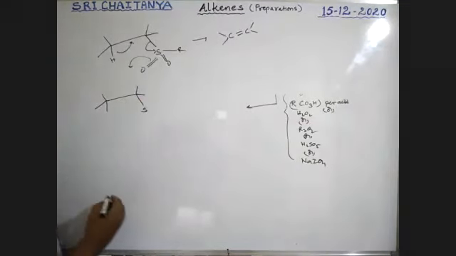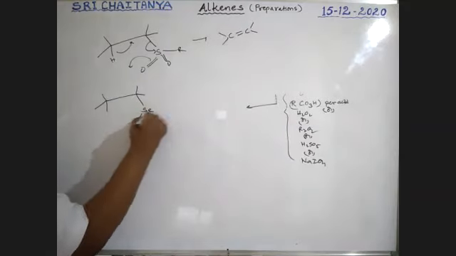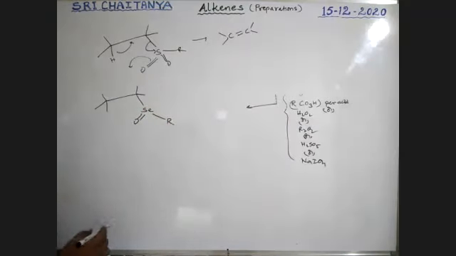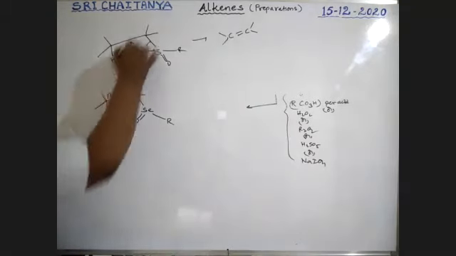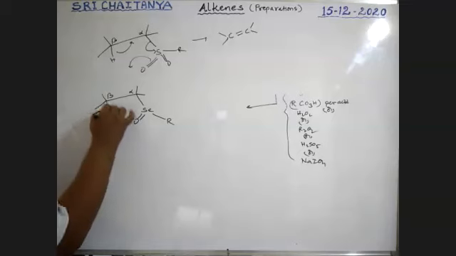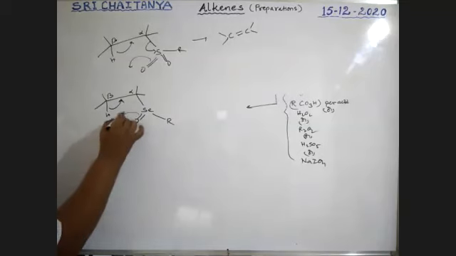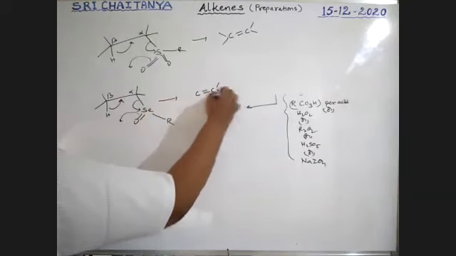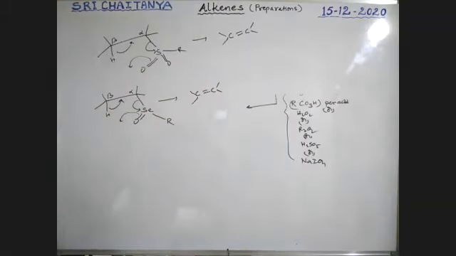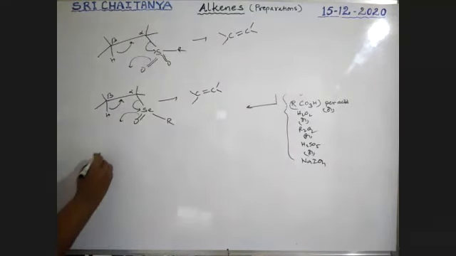Next. If selenium is there, with double bond O, there is hydrogen at the beta position. It is alpha, it is beta. So this hydrogen is here, this bond is here. This also gives C double bond C. Okay. Next.